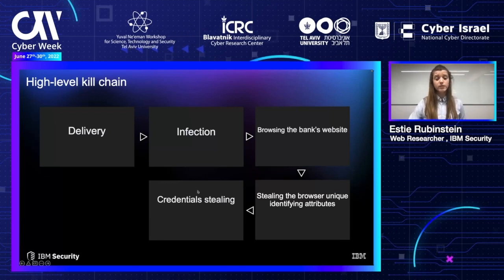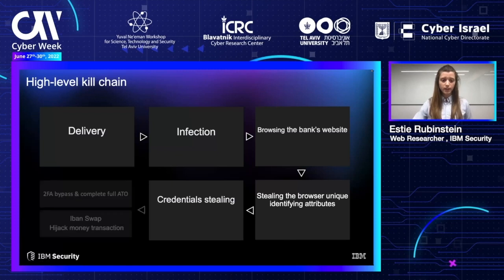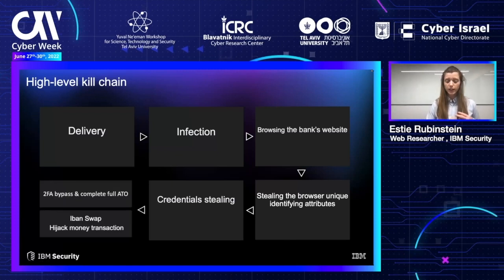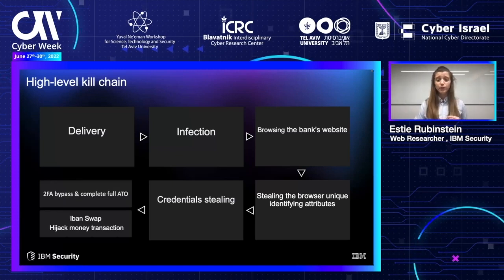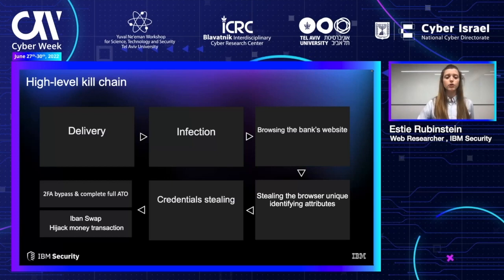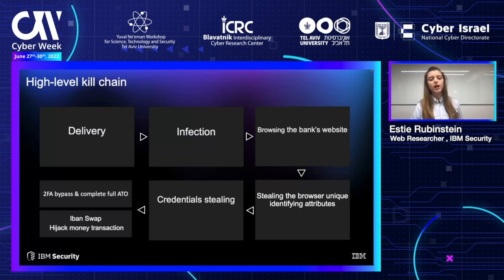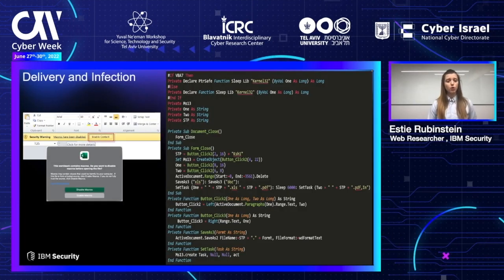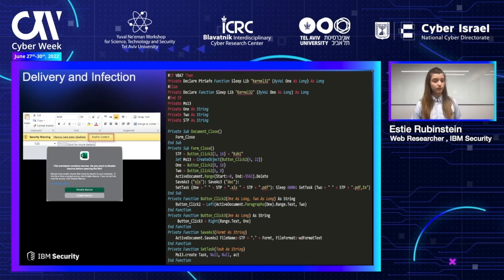And from here, there are two options. The classic is two-factor authentication bypass and complete full account takeover. The second method is IBAN swapping. IBAN is the International Bank Account Number, and what's special about it is that it is performed at the transaction stage. We'll deep dive into this technique in the next slides. But before that, let's talk more about delivery and infection.